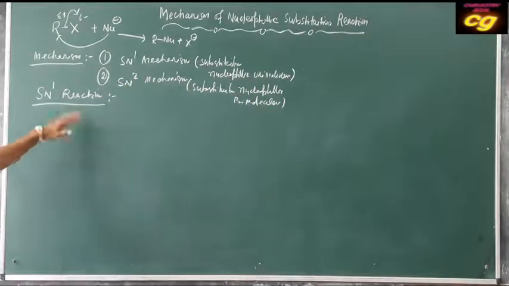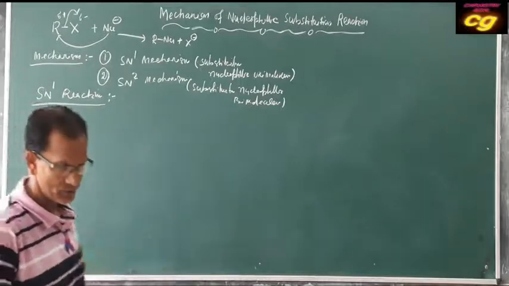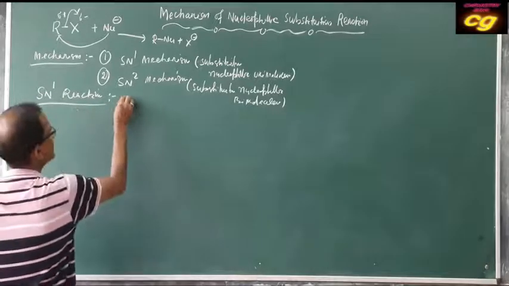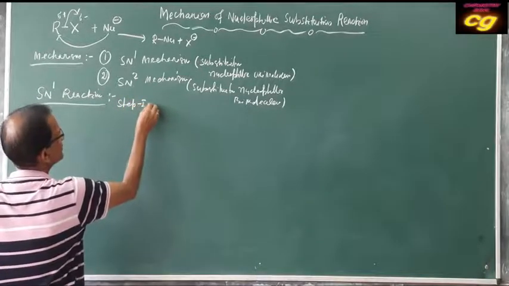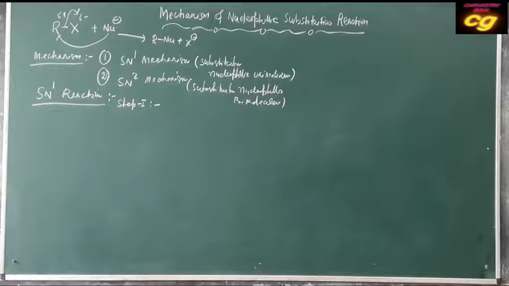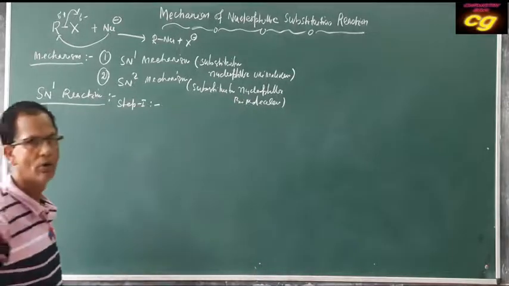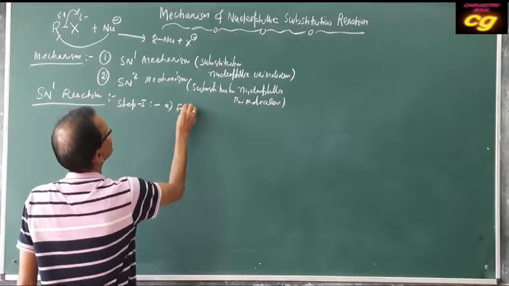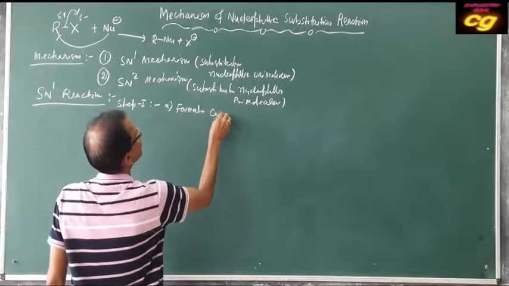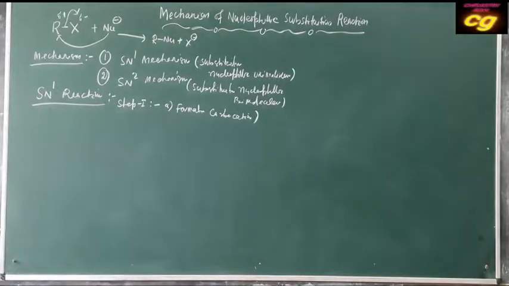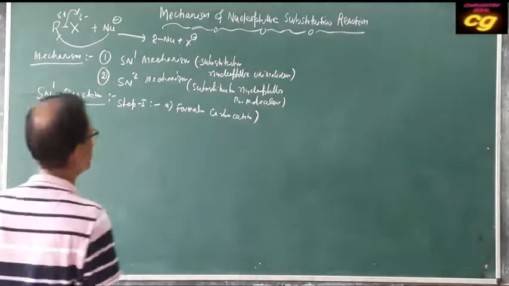Here the whole reaction is divided into two steps. Generally the SN1 mechanism proceeds in two steps. Step one is the breaking of the substrate into carbocation, the formation of carbocation. A carbocation, or carbonium ion, will form in the first step by breaking of the bond.